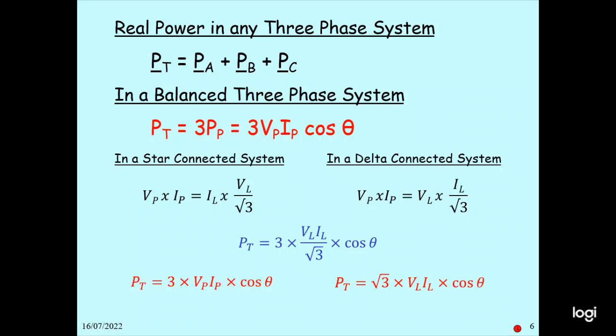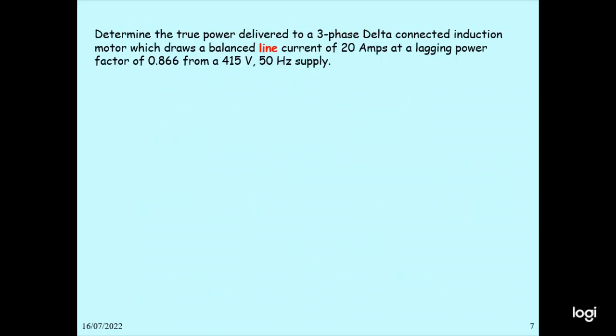So in this case, power total equals root 3 times Vp Ip cos theta, or root 3 VL IL cos theta. Here Vp is the phase voltage, Ip is the phase current, VL is the line voltage, and IL is the line current. Now let's calculate.